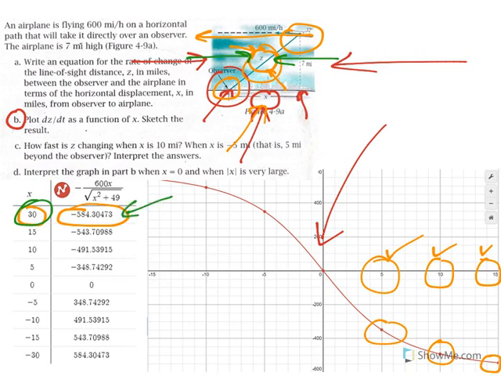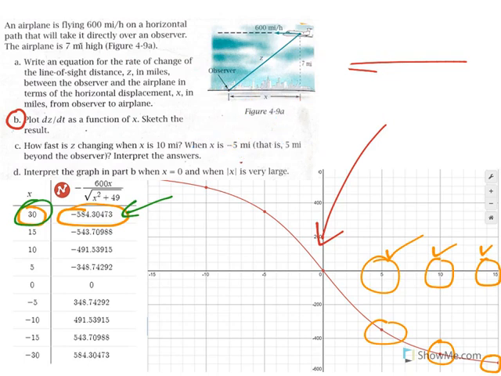And you can see that that's pretty close to 600 miles per hour because the further the plane is, the less there is a difference between z and x. So the rate of change for z when the plane is really far will not be that much different from the rate of change of x, the speed at which the plane is flying. However, as the plane gets closer and closer to the observer, what happens? You can see what's happening as the plane is flying, getting closer and closer to the observer.